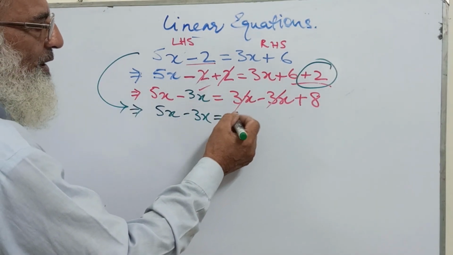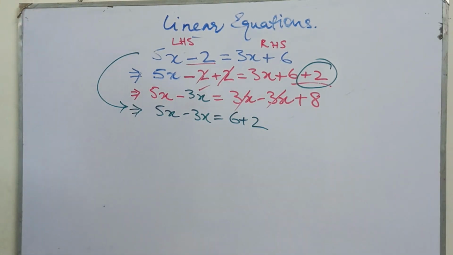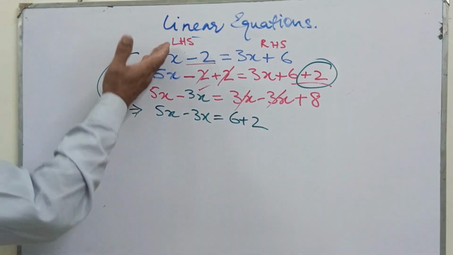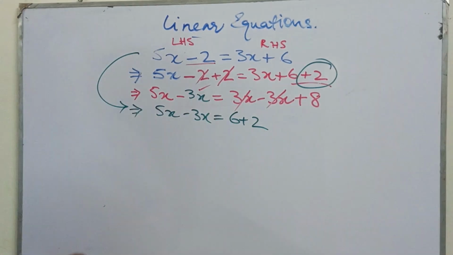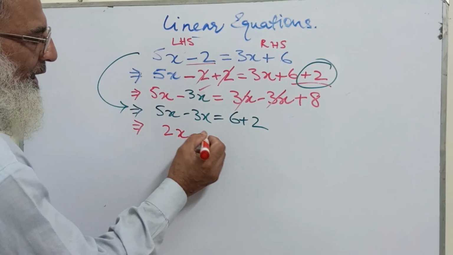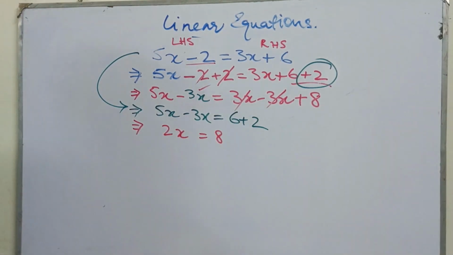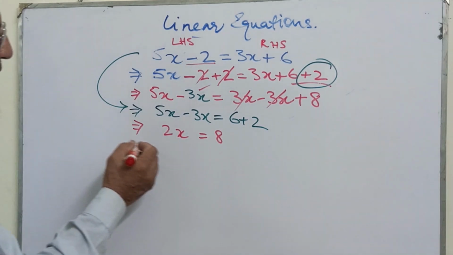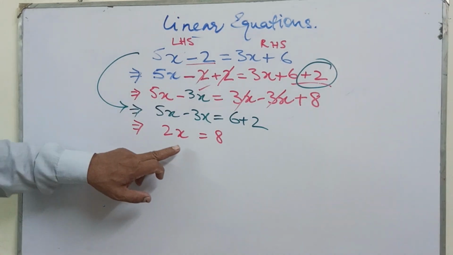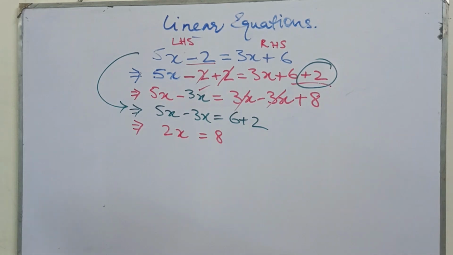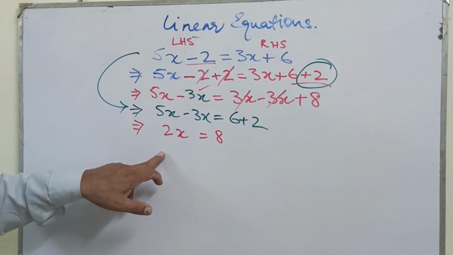So 6 plus 8, 6 plus 2. Now you see that this is the direct line, the direct step from here to here. But how it came? It came like this. Now whatsoever it is, now it will become 5 minus 3 is 2x, and 6 plus 2 is 8. Now again, I want to know the value of x, not the 2x.